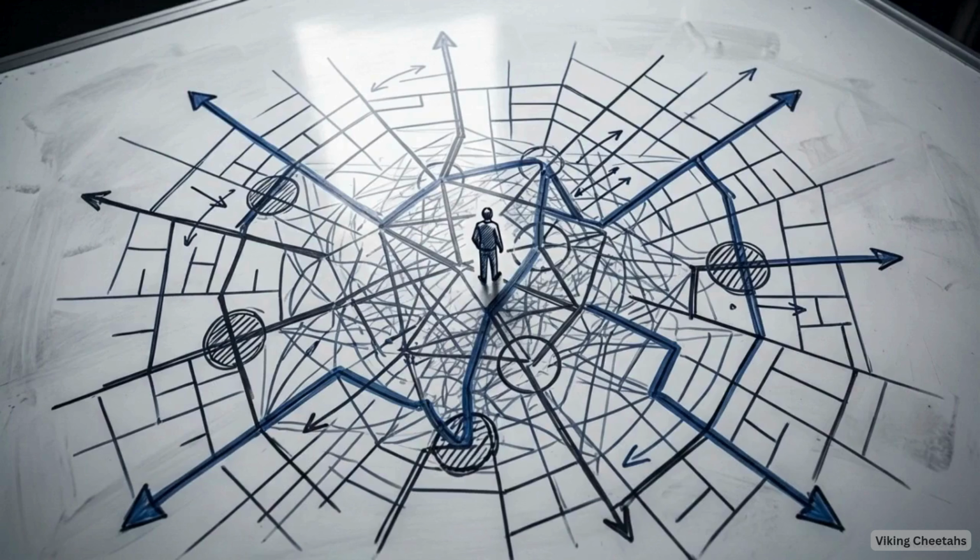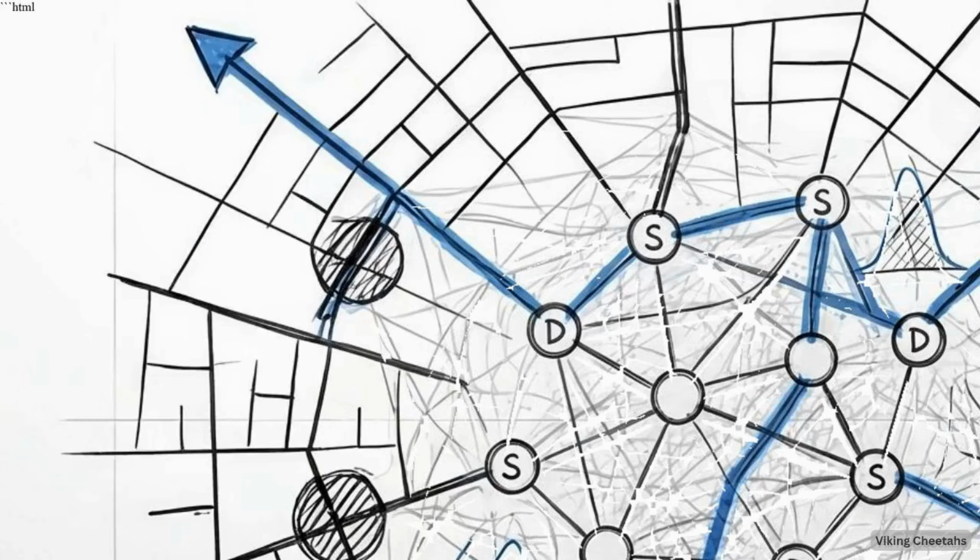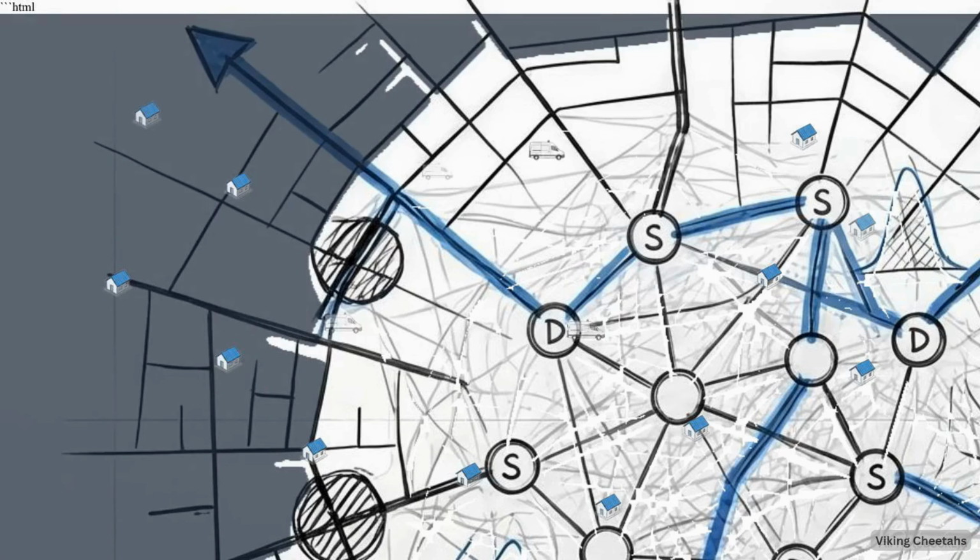Imagine you are standing on a giant floor map of a city. Your job is simple. You have 12 houses that need pizza and 4 delivery drivers. Each driver can only carry 3 pizzas at a time. All you have to do is figure out who delivers to which house and in what exact order.